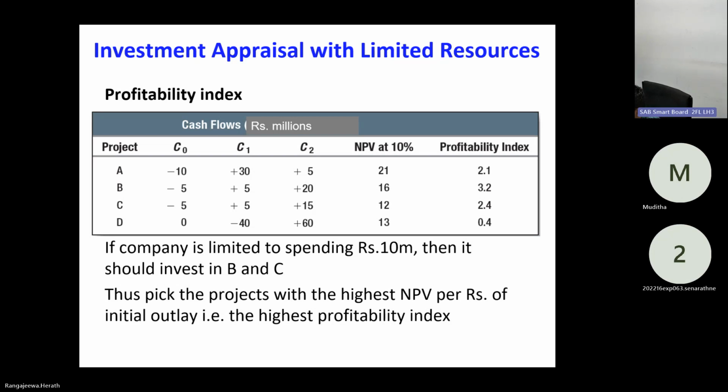Now here you are given 4 projects A, B, C, D. Initial cash outflow 10, 5, 5, D 0. Time period T: 35, 5, minus 40, then 5, 20, 15. So you are given the NPV. So NPV divided by initial cash outflow to get the profitability index.